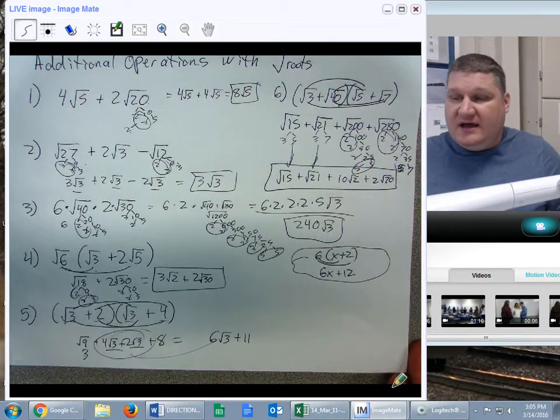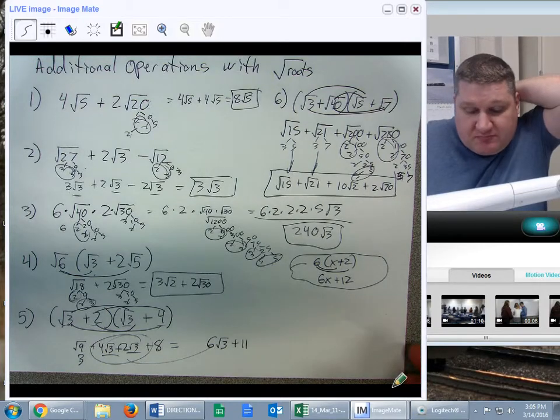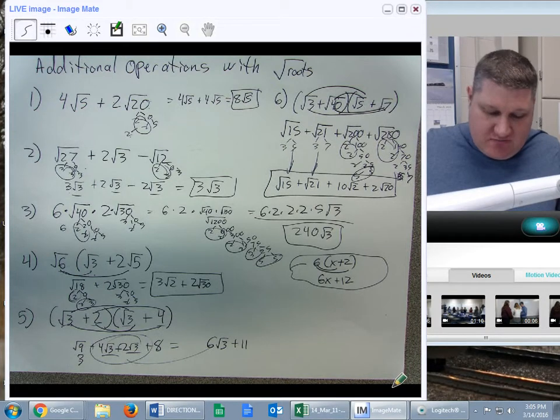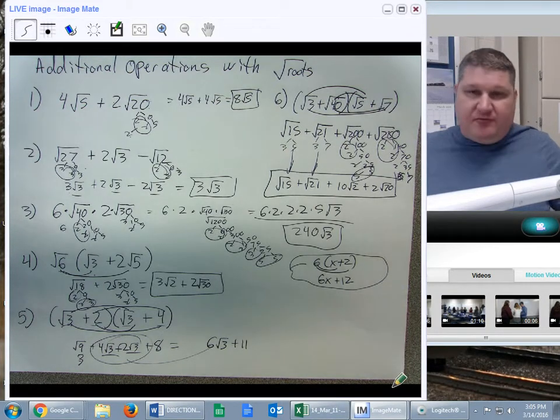Okay, so again, operations, all the same rules apply. Whether these were x's or y's or square roots doesn't make a difference. All the same rules apply. So additional operations with roots.